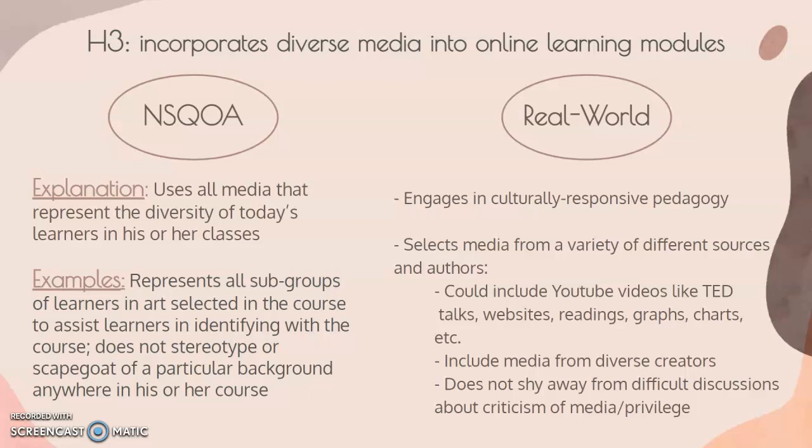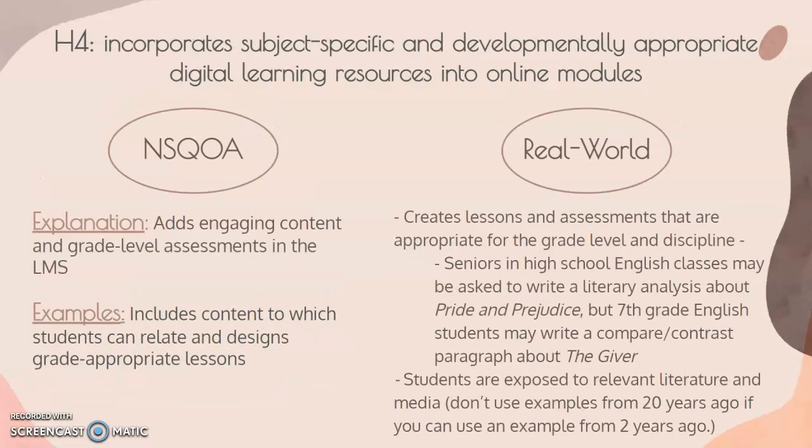Right now we're reading Pride and Prejudice, and Jane Austen is wonderful. I love her, but there are a lot of blind spots in her writing, and I do encourage those discussions with my students. And then we have H4. This is about incorporating subject-specific and developmentally appropriate content. I'm not going to give my seniors Dr. Seuss. That's more of a radical example, but it's about adding that engaging content and making sure that it's rigorous.